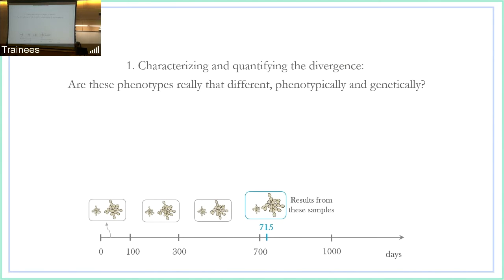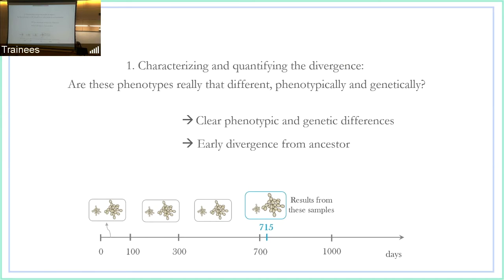As a summary of this first part characterizing the divergence, we see clear phenotypic and genetic differences, which suggest an early divergence from the ancestor and a long-term coexistence. So if we were to cartoon this, yeah.